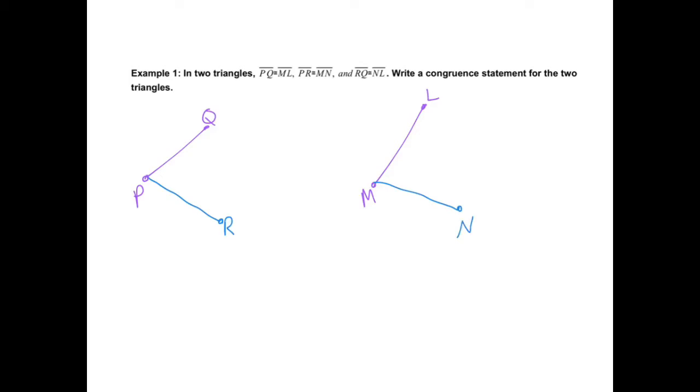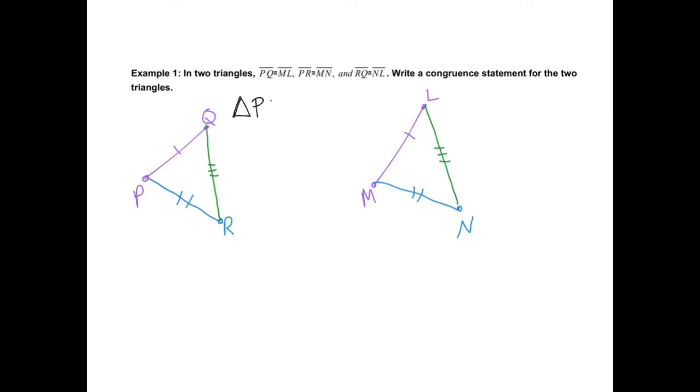And actually, while I'm here, let me go ahead and draw my tick marks to say that they are congruent. And then it says that RQ, well, here's RQ. The points are already there. We just have to connect the sides. RQ is congruent to NL. Same thing over here. So this allows us to visually see the relationship between the two triangles, to write the congruence statement, and remember that order matters.